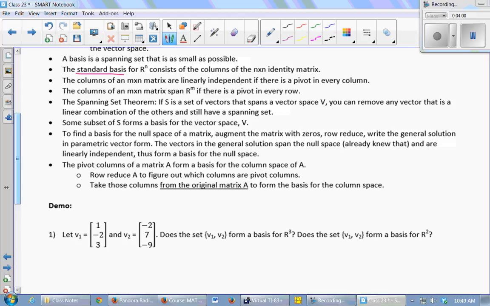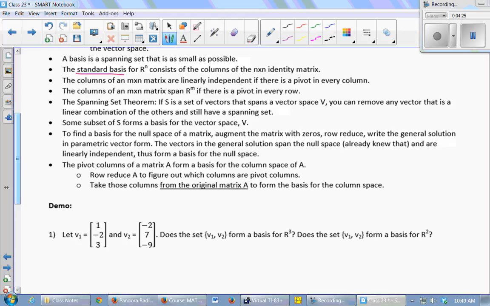You're not turning a dependent set into an independent set. You are removing the vectors that make it dependent. Remove the vectors that make the set dependent, and you will still have a spanning set. So if you're trying to create a basis, if you have a spanning set, remove the vectors that make that set dependent, and you'll be left with a basis.